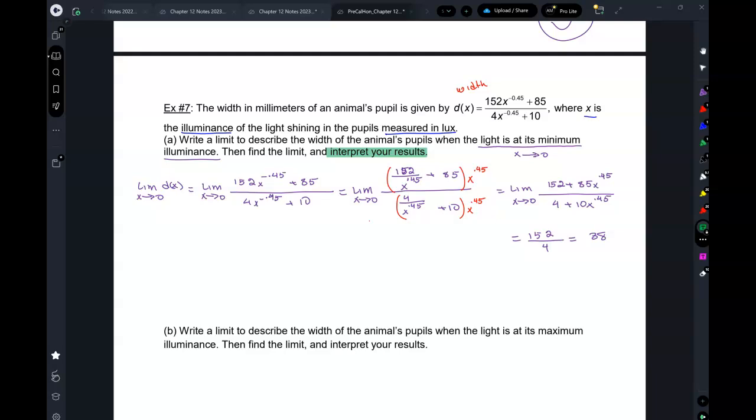So this is saying, when the light is at its minimum illuminance, so basically when you have a minimum amount of light entering the pupils, the width of the pupil is approaching 38, right? So it's like dilating in order for it to approach. Yeah. So the width in millimeters, it says. Okay.